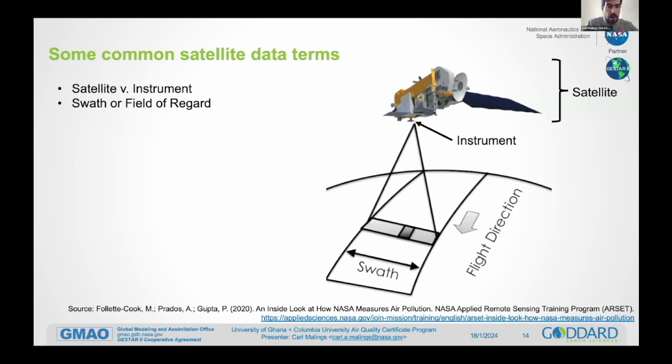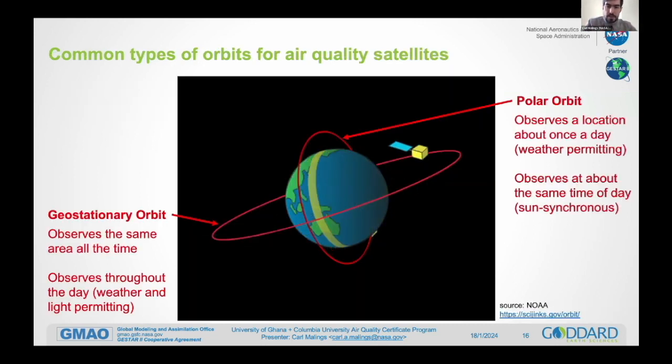The terms swath or field of regard really refer to what on the Earth's surface the instrument can actually see. So in this diagram here, as the satellite is flying overhead in a certain direction, the instrument is looking down and it can see a stripe of the Earth's surface as it's passing overhead. That would be its swath or its field of regard. The overpass time refers to when this instrument is passing over a specific location, and that's governed by the orbital characteristics.